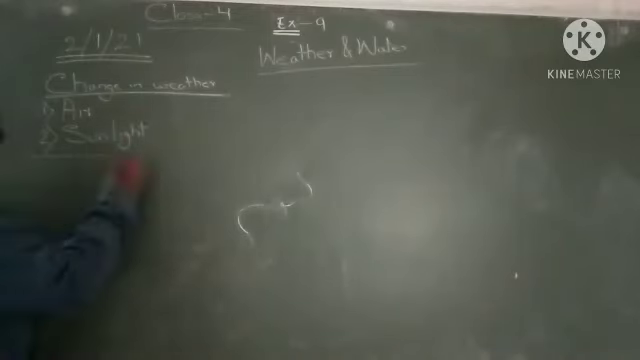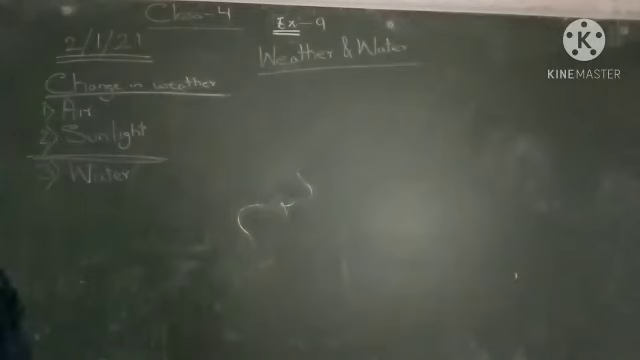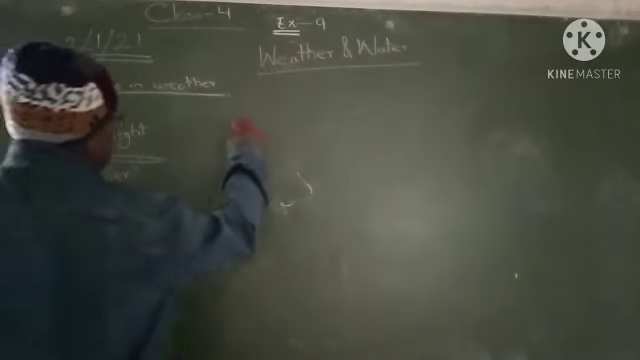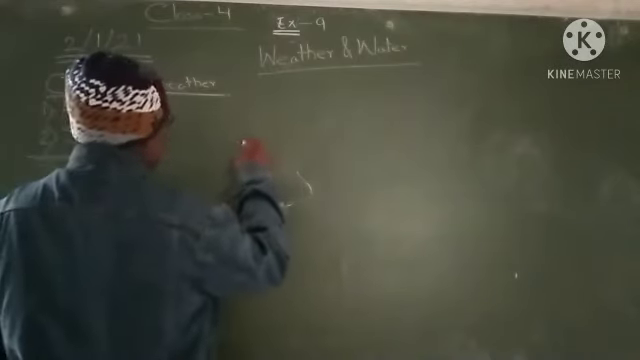There are certain areas where you will find the weather is very hot. There are certain areas where the weather is very cold. What happens? The areas where there is direct sunlight, where the sun rays fall directly, are hot. Suppose I'm just drawing a diagram.